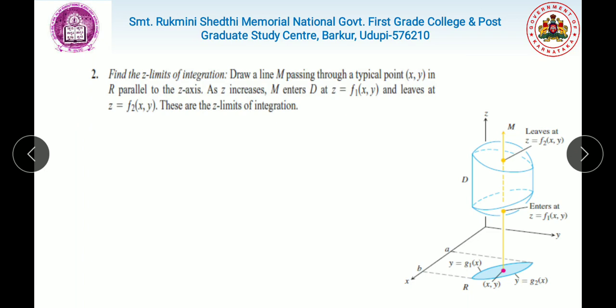As z increases, this line enters D at z equal to f1 of x comma y and leaves at z equal to f2 of x comma y. So these are the lower and upper limits of the variable z. Once you determine the limits of z, you have to determine the limits of y. For that, you have to fix a value of x.